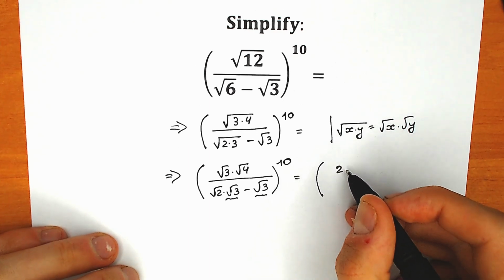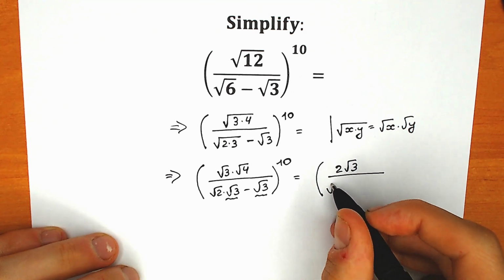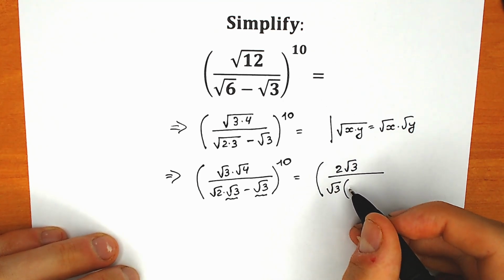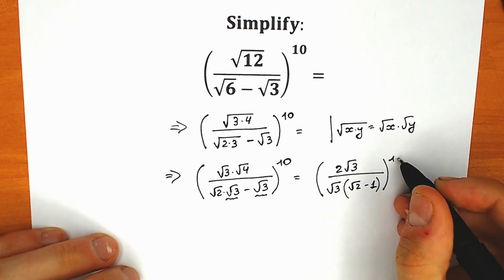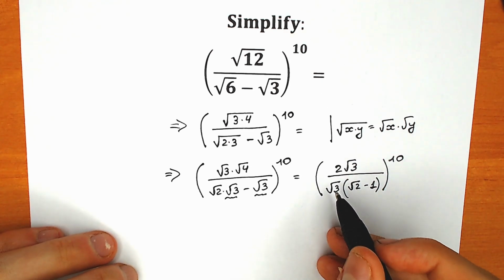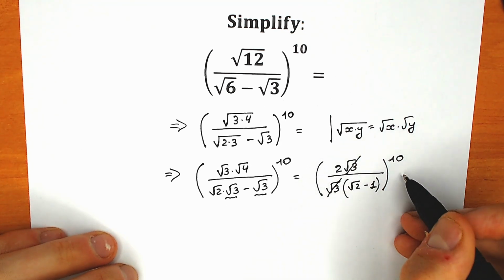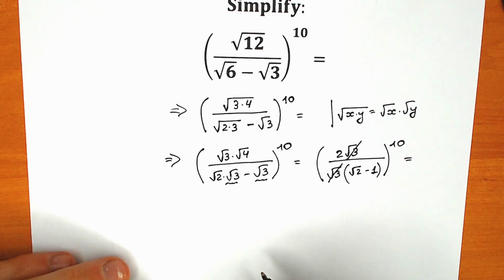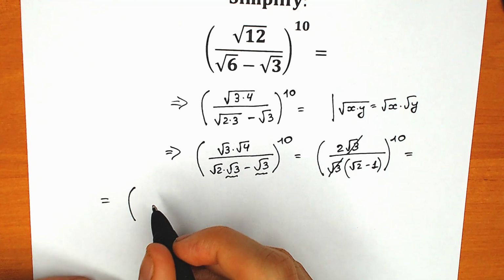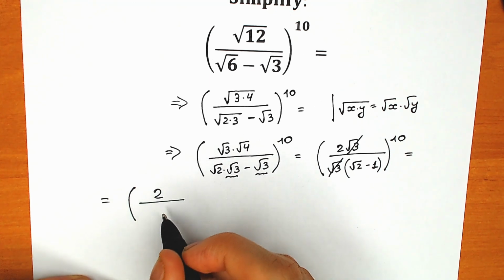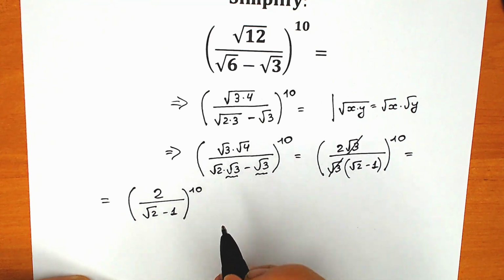As a result, we have 2 square root of 3 in our numerator. And in our denominator, we will have square root of 3, and inside parentheses, square root of 2 minus 1, and of course raised to the power 10. If you look closely, we have square root of 3 in the numerator and square root of 3 in the denominator, so we can easily cancel it. Square root of 3 is not equal to 0, so we can do this without any problems. So now we will have 2 in our numerator, and in our denominator square root of 2 minus 1, and all raised to the power 10.